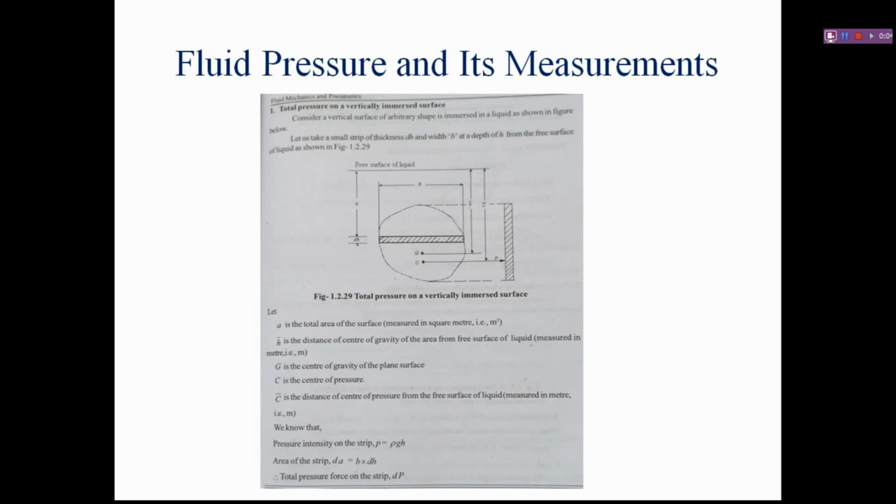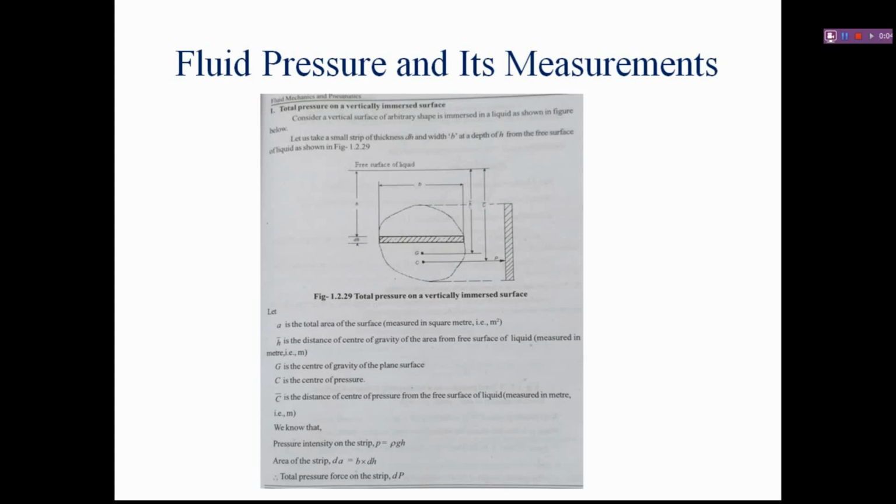Now let A be the total area of the surface, measured in square meters. That means width b is in meters and thickness dh is in meters. H bar is shown in the diagram. H bar is the distance of the center of gravity of the area from the free surface of the liquid. The center of gravity of the area is denoted by the letter G, and its distance from the free surface is given as h bar. It is also measured in meters.